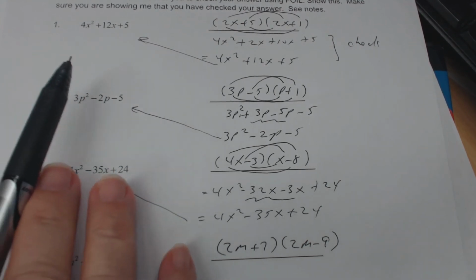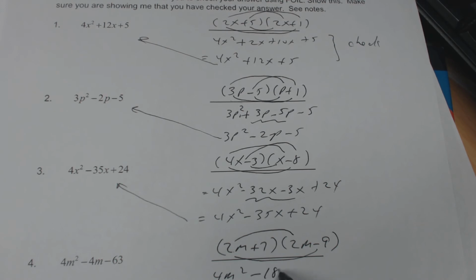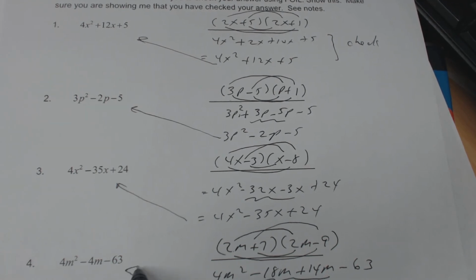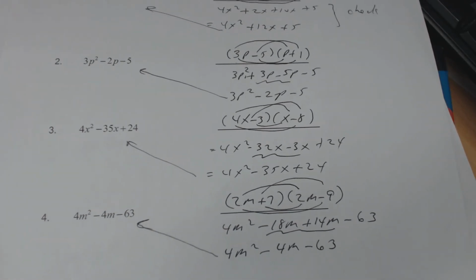And again, remember the directions: you check the first 4. So the first, 2m times 2m, is 4m squared. The outer is negative 18m. The inner is a positive 14m. And the last is a negative 63. When I combine like terms, I get 4m squared minus 4m minus 63. And that's what you wanted. Okay? All right, let's look at number 5.